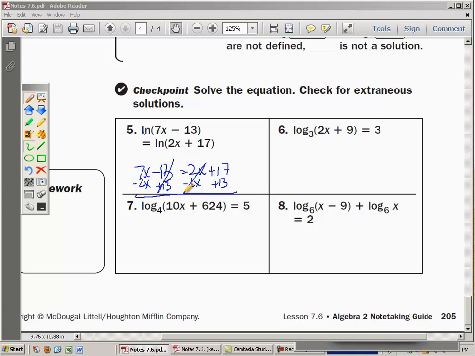So that's gone and that's gone. I get 5x is equal to 30, and divide both sides by 5, you get x equals 6. I will tell you if you plug that 6 back in there that it does work, so you don't have to take the time to check that solution.